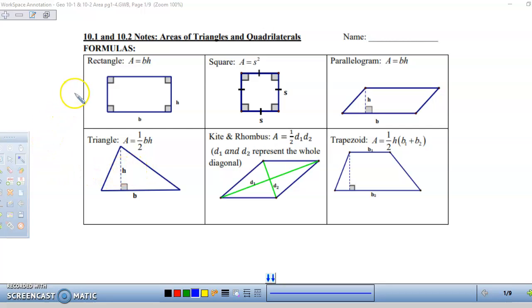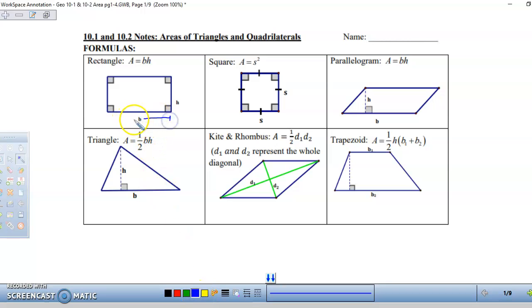Hello. So we're going to start on area, chapter 10. Most of this here is going to be review. There'll probably be a couple of new concepts for today. But starting with area of a rectangle, obviously that is just base times the height.